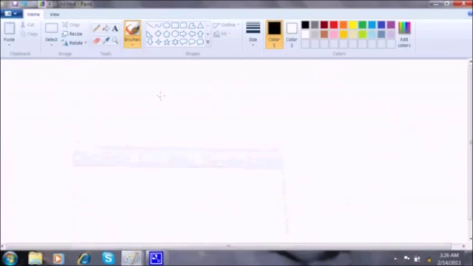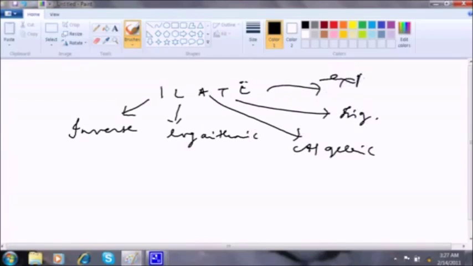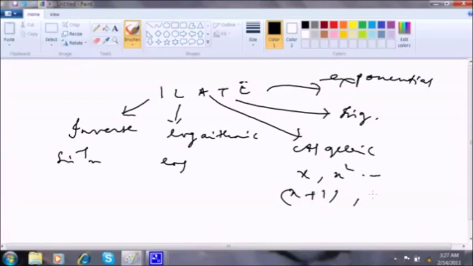What's ILATE? I is inverse, L is logarithmic, A is algebraic, T is trigonometric, E is exponential. So inverse looks like sin inverse x, cos inverse x. Logarithmic is log of anything. Algebraic is anything involving x squared, whatever it is; it could be x plus 1, could be root of x plus 1, and so on. Trigonometric is sin x, cos x, tan x. Exponential is e to the power x.